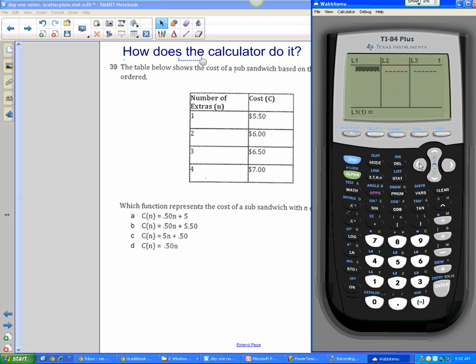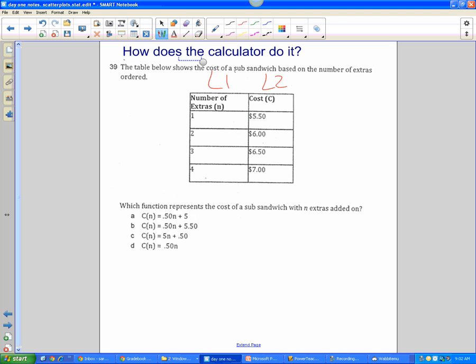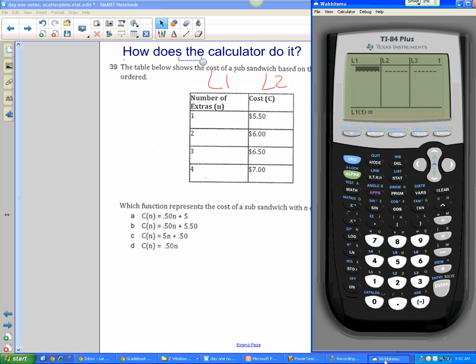Okay, we're going to type our data in. This is going to go in L1 and that's going to go in L2. So in L1 you're going to type in 1 and then you press enter. And then 2, enter, 3, enter, 4, enter. So get all those typed in. And then go over to L2 and you're putting in 5.56. It's going to cut off the zeros because the calculator knows it doesn't need them, and that's fine.